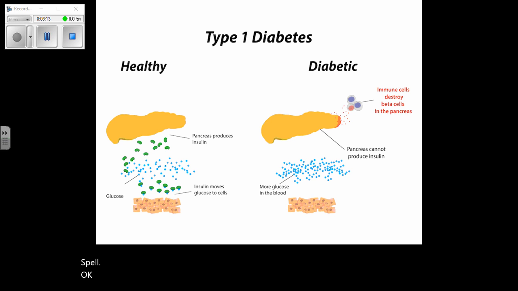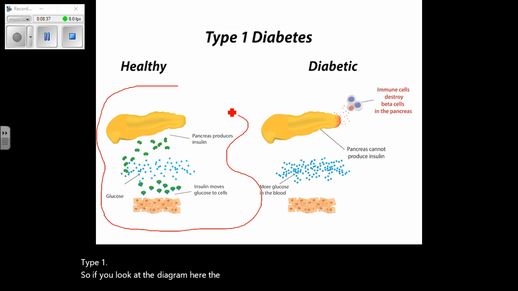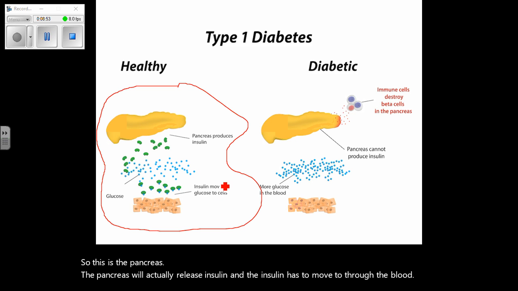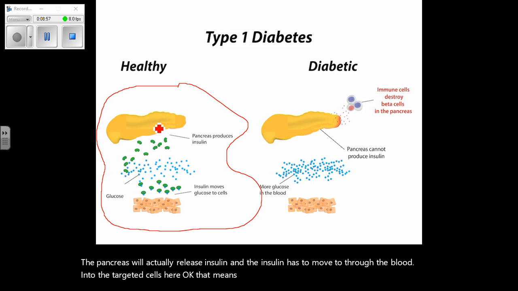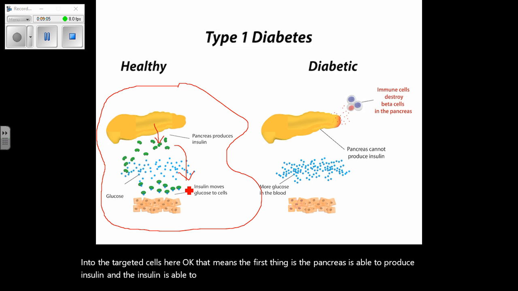Okay, next. Now, we do have different types of diabetes. The first type is called diabetes type 1. If you look at the diagram here, the healthy part over here, this is the pancreas. The pancreas will release insulin, and the insulin has to move through the blood into the targeted cells like here. That means the pancreas is able to produce insulin, the insulin is able to travel, and the insulin is also able to go to the targeted body cells.